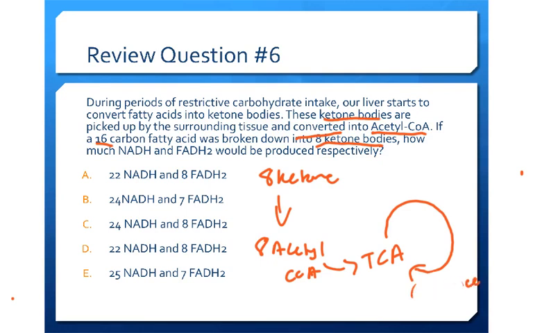It regenerates oxaloacetate. Acetyl-CoA can enter in, and it goes through this whole cycle, creating 3 NADH and 1 FADH2 per cycle. Okay? 3 NADH and 1 FADH2 per cycle. If we have 8 acetyl-CoAs, all we need to do to get total numbers is multiply these by 8. So we'll get 24 NADH and 8 FADH2. That's answer C.